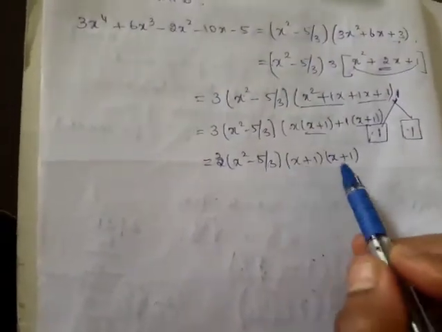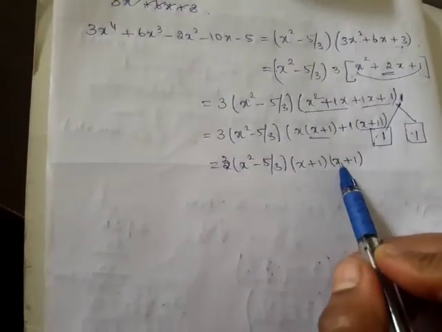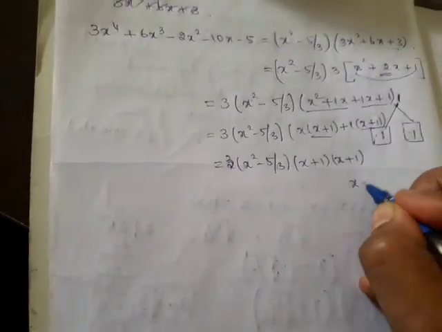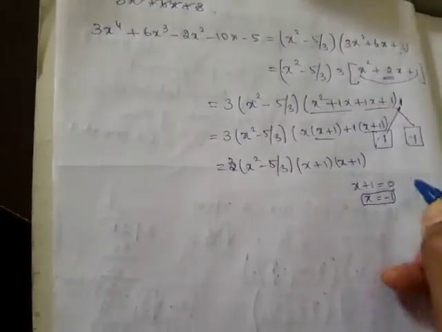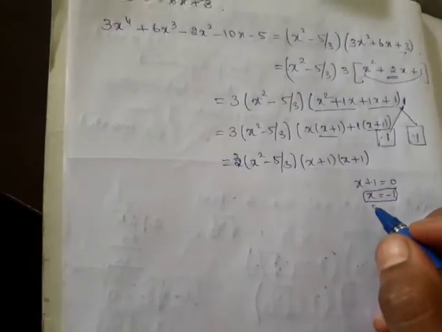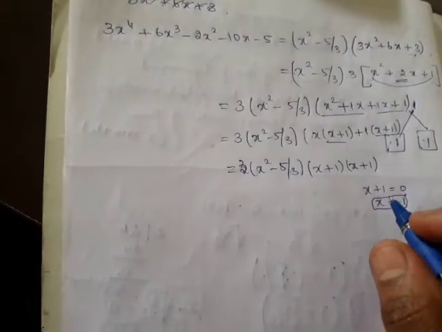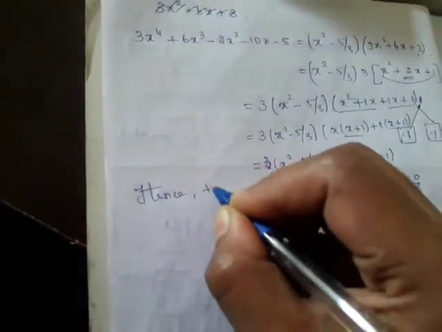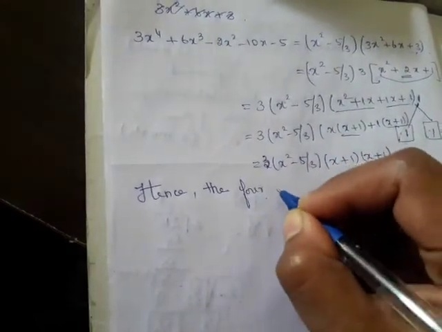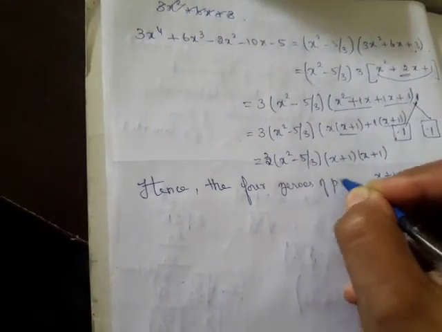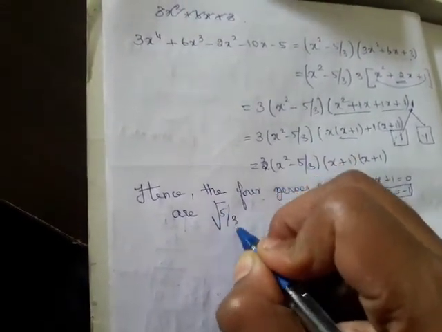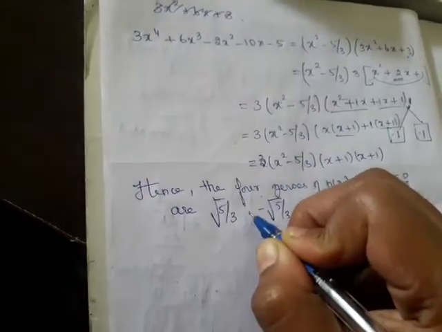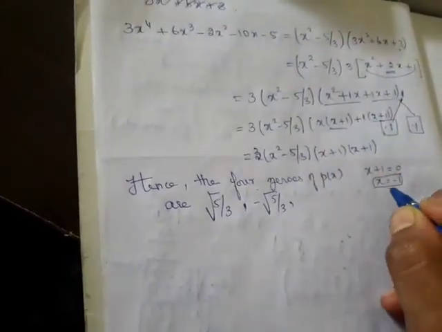So we arrived at the factors now. From the factors, how you will find the zeros? Equate it to 0. x plus 1 equal to 0. So x is equal to minus 1. So x is equal to minus 1 we got twice. So it has two repeated zeros, right? Hence, the four zeros of p of x are, what are the four zeros? In the question it is given root 5 by 3, minus root 5 by 3, and we obtained two more zeros. What is that?